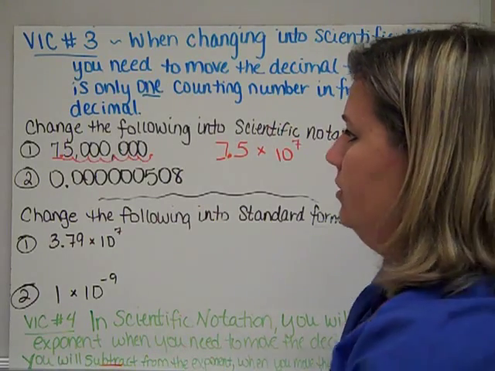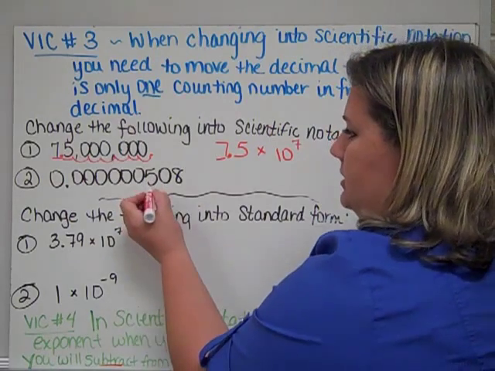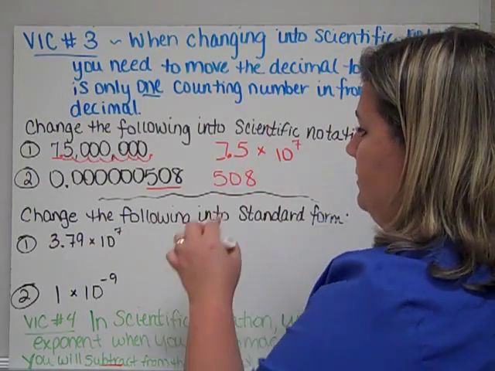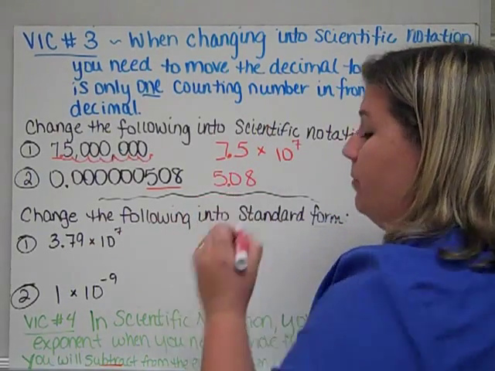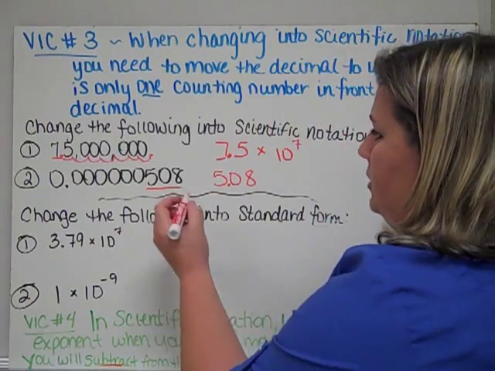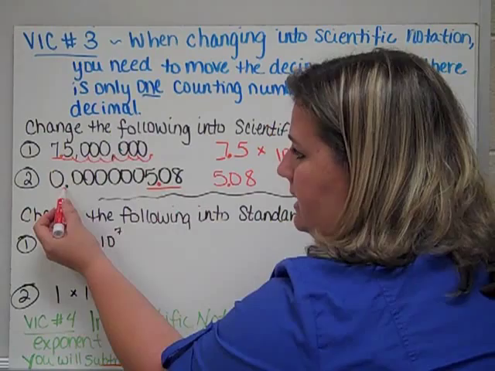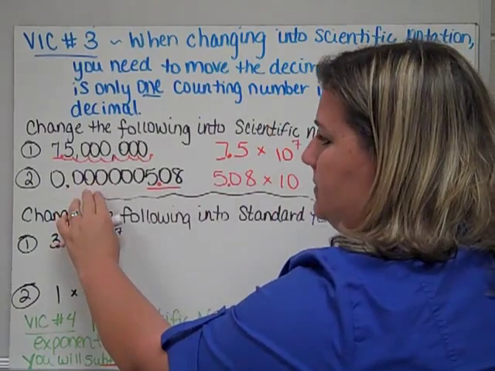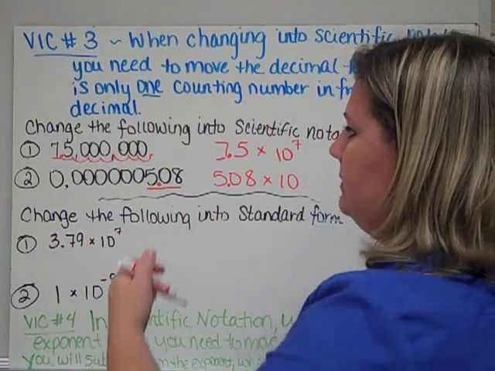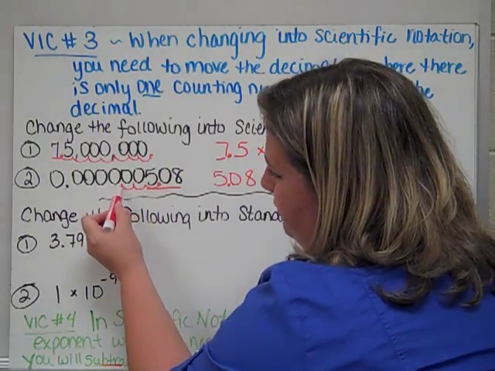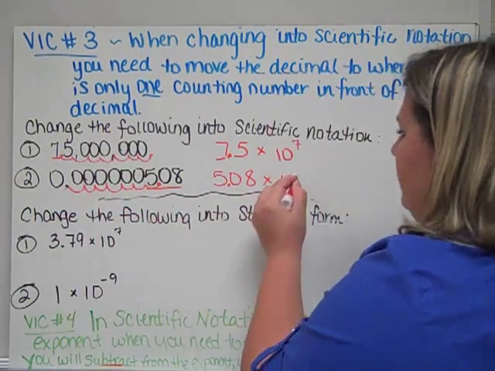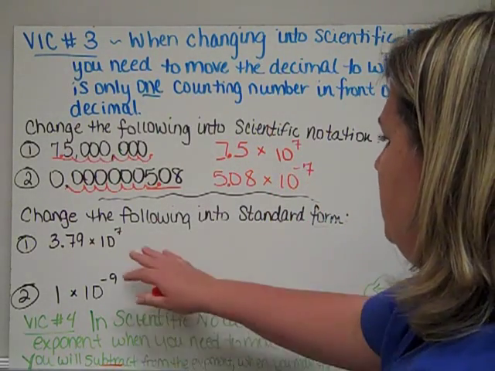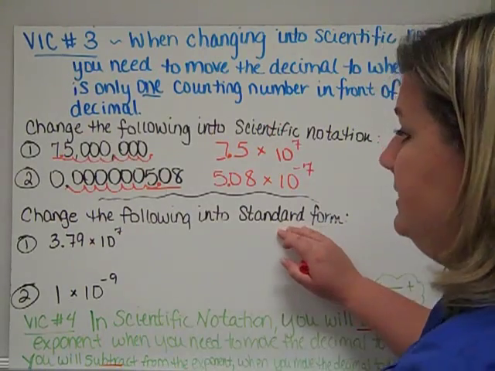Same thing for number 2. Here are our significant digits: 508. To have one counting number, it would be 5.08. If I have to put the decimal here, it belongs here. How many digits is that? We already know the exponent will be negative because it is a small number. 1, 2, 3, 4, 5, 6, 7. Negative 7.